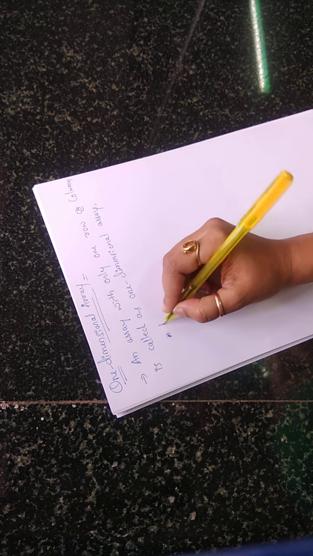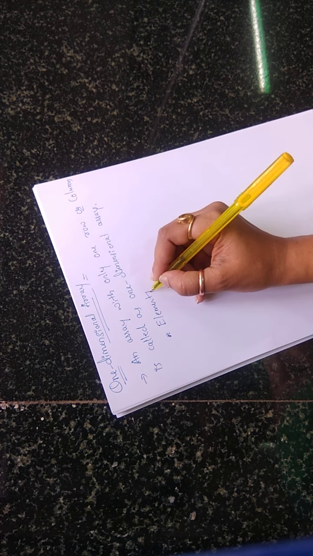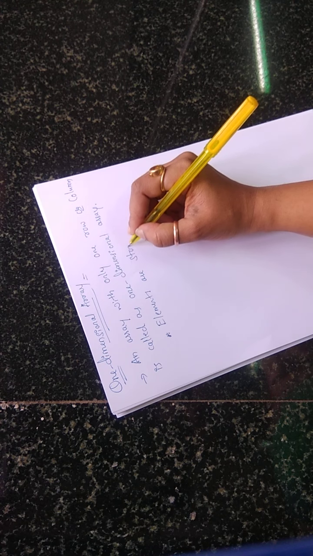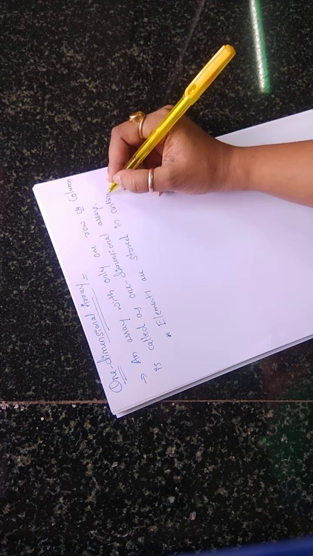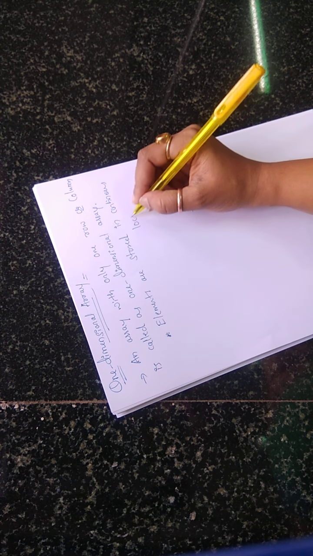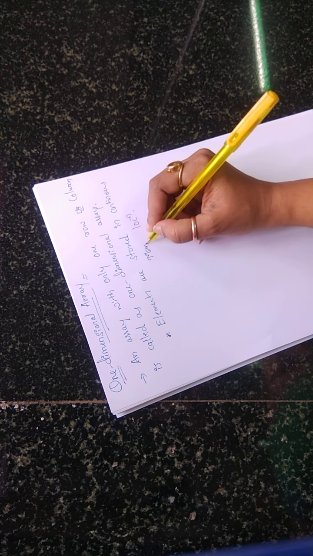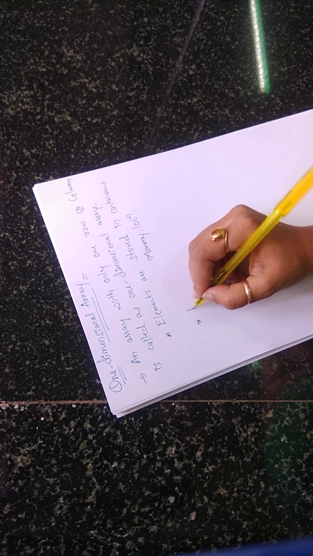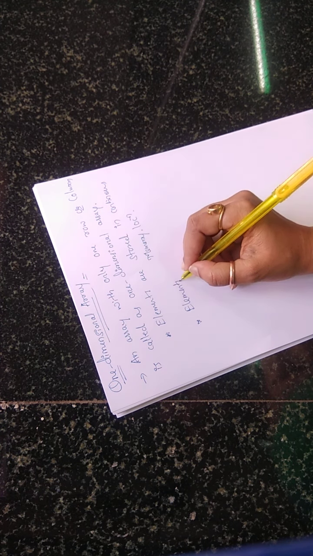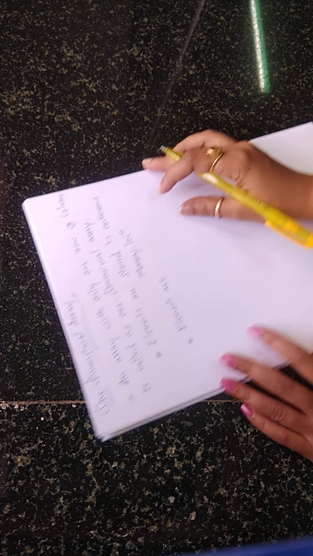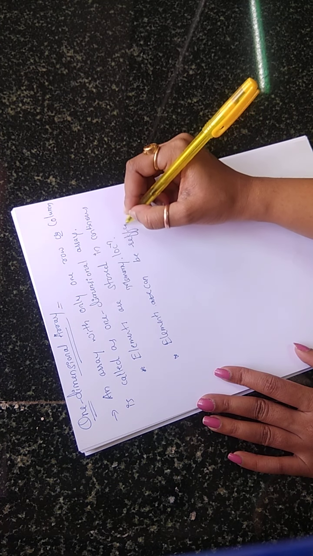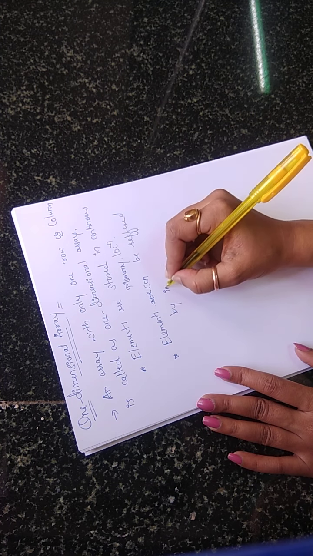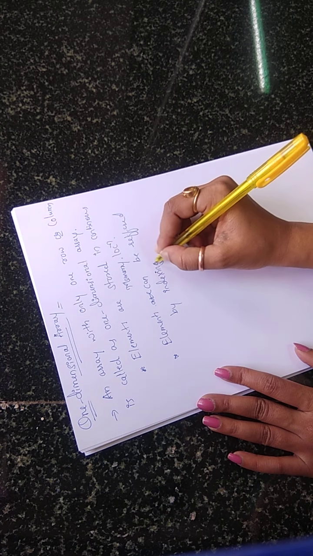How is it there? First, elements are stored in continuous location. Which location? Memory location. And secondly, elements can be referred by indexing. The elements can be referred by indexing.